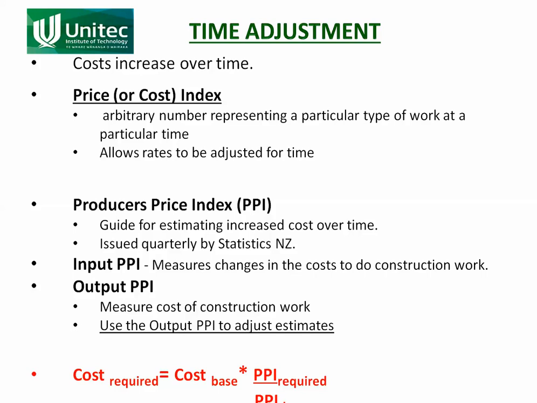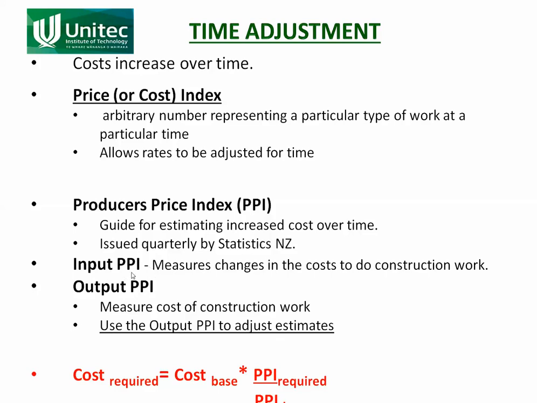So they said, well, that $100 million is equal to an index of 1,000. And so every quarter they go along and they reprice those different types of work, and then they equate them to that index. So by dividing the index at that particular point in time by the base index, you're able to make adjustments for the time.